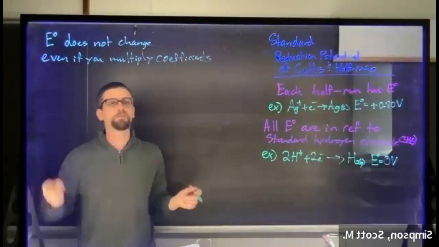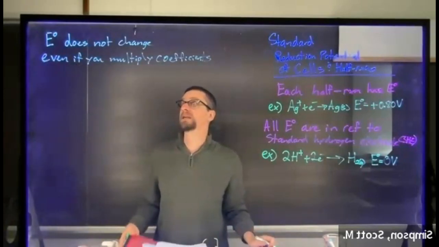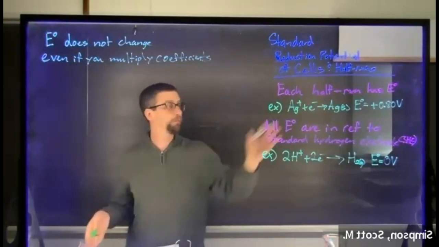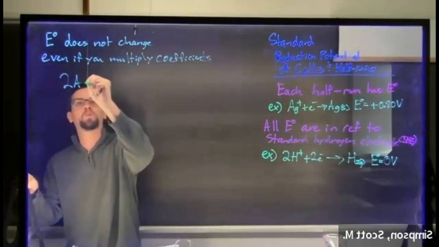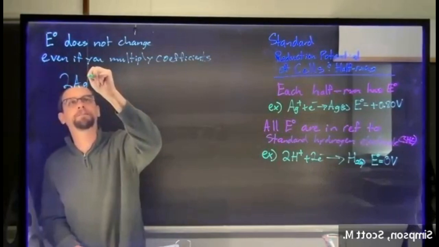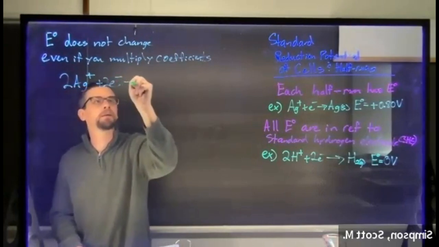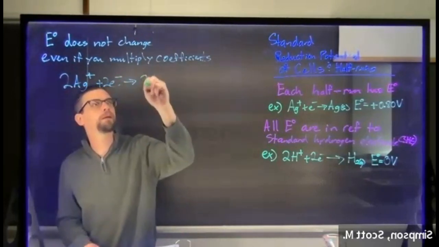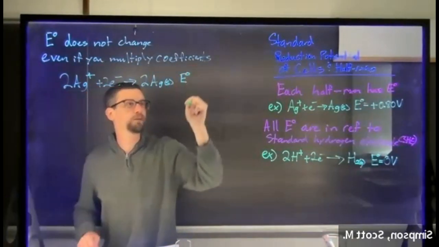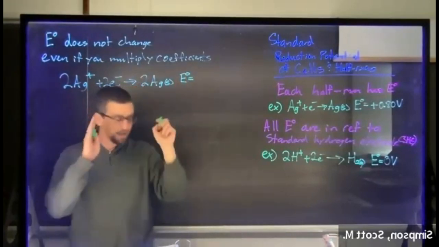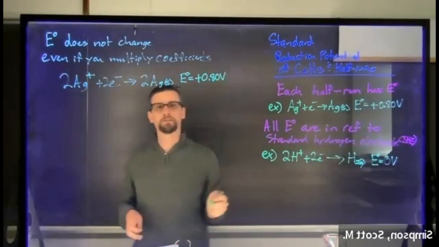So the reduction potential does drop over time because the reaction's occurring. But in this case, if you double or triple your half reaction, E naught does not change. So for example, if we take our half reaction that's over here and we double it, and we get 2Ag solid, the E naught, or the standard reduction potential, will not double. It stays the same, positive 0.80 volts.